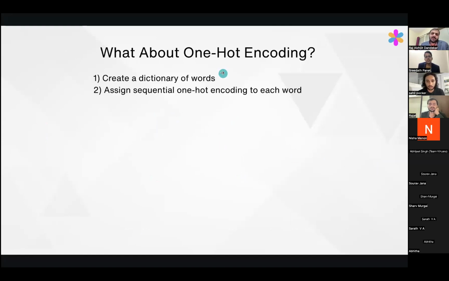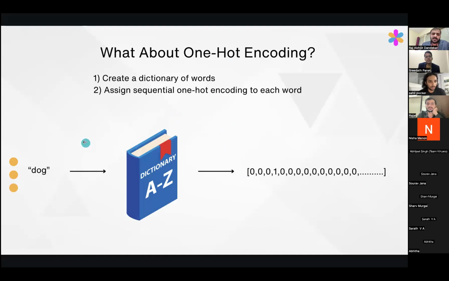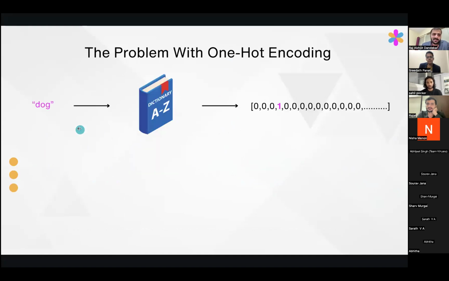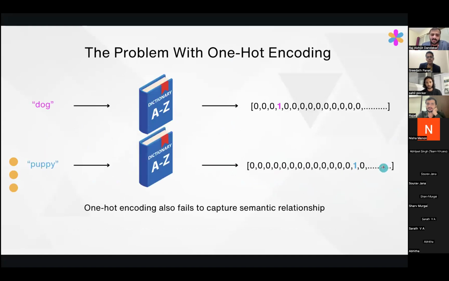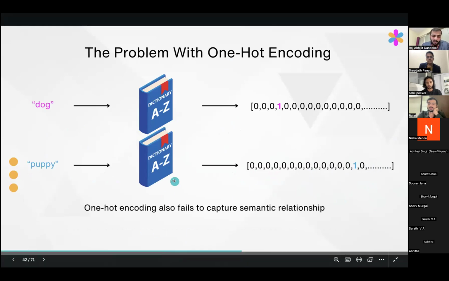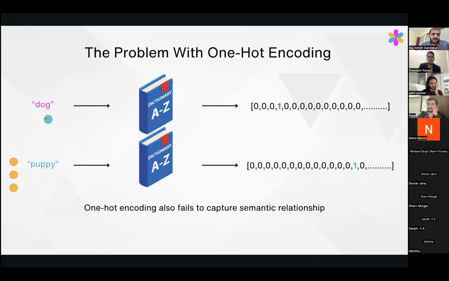So then you might think, what about one hot encoding, right? So let's say I create this one hot encoding representation for as many words as I have, and then I just put one based on that word, and the remaining will be zero. So dog will maybe look something like this. Puppy might look something like this. Again, this is a big problem because there is no semantic relationship here. Dog and puppy should ideally be close to each other, right? One hot encoding also does not capture this semantic relationship.